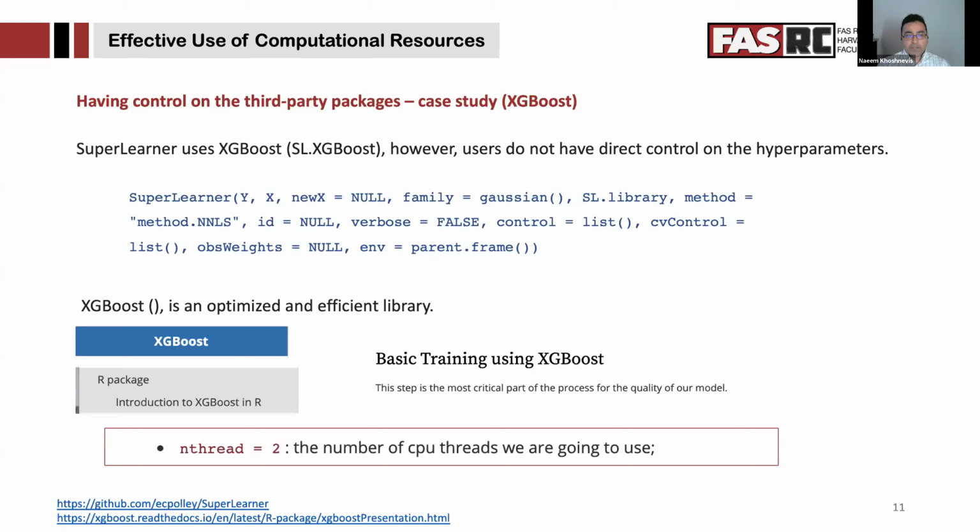Another place that you can take a look is having control over the third-party packages. You should not assume that when they are using other packages, they are using them at full capacity. This is an example where they were using XGBoost inside SuperLearner, and the default value for using multiple cores was 1. So we added a new wrapper to make it much more efficient.